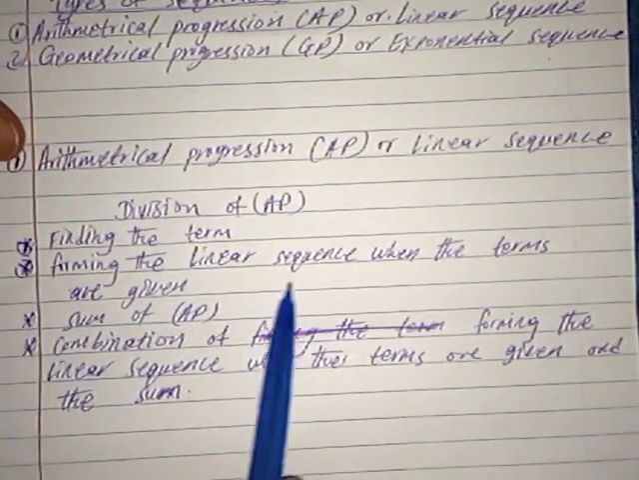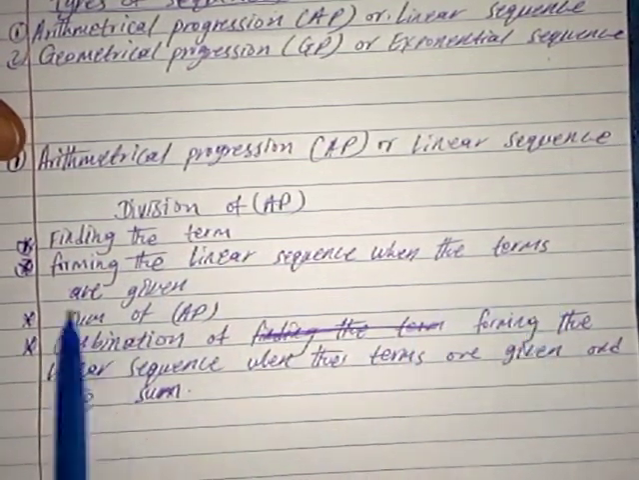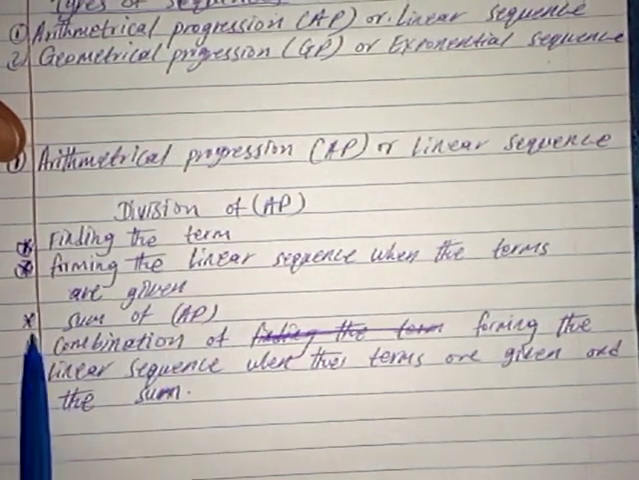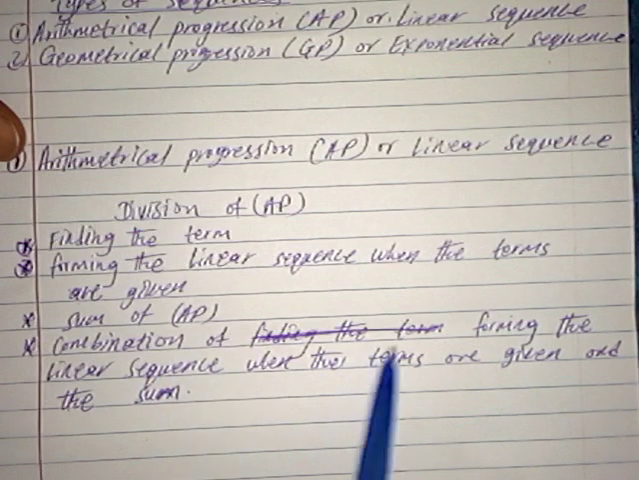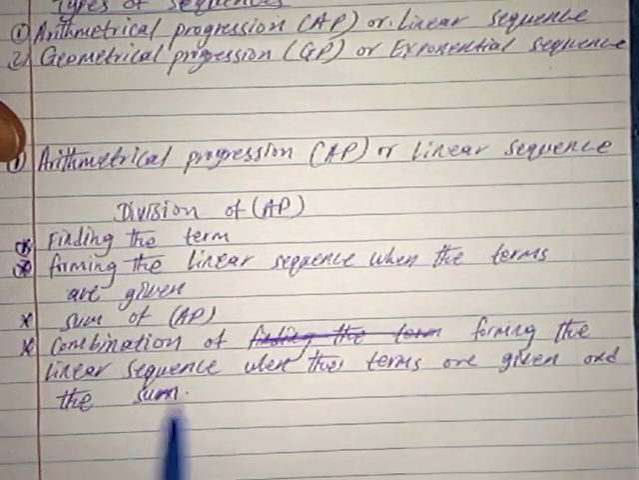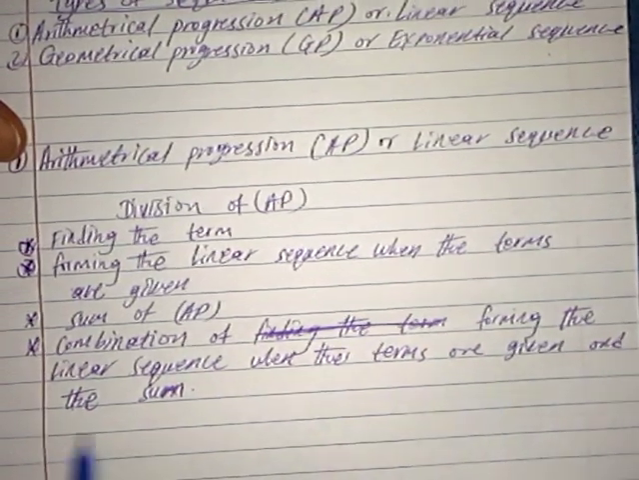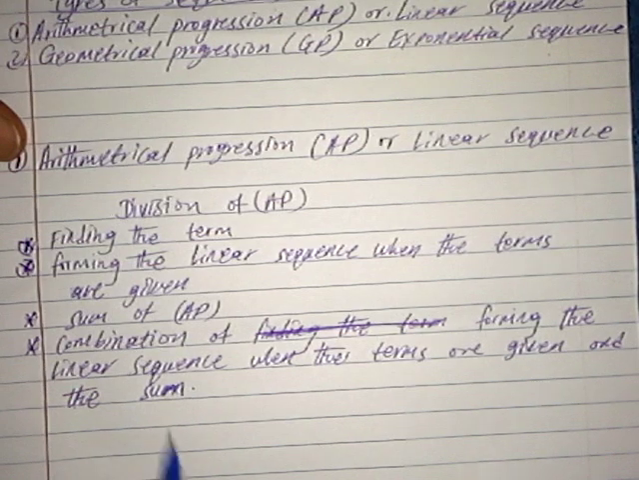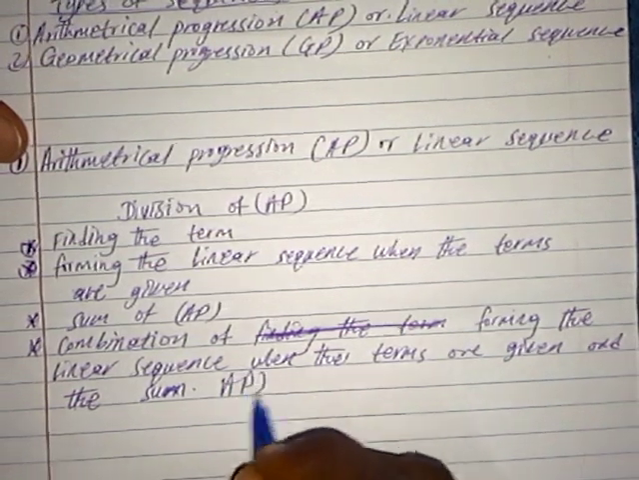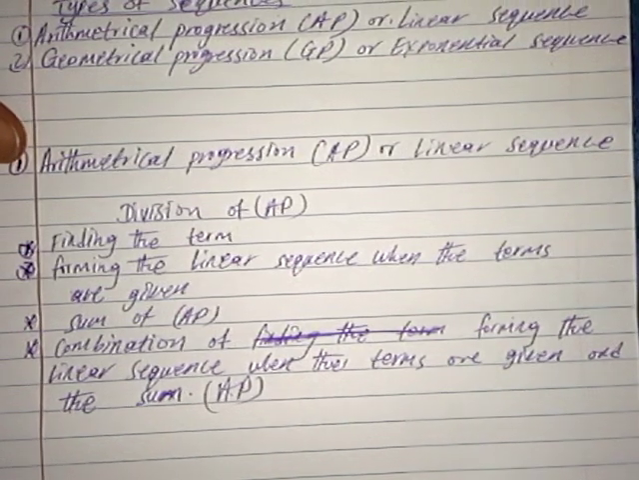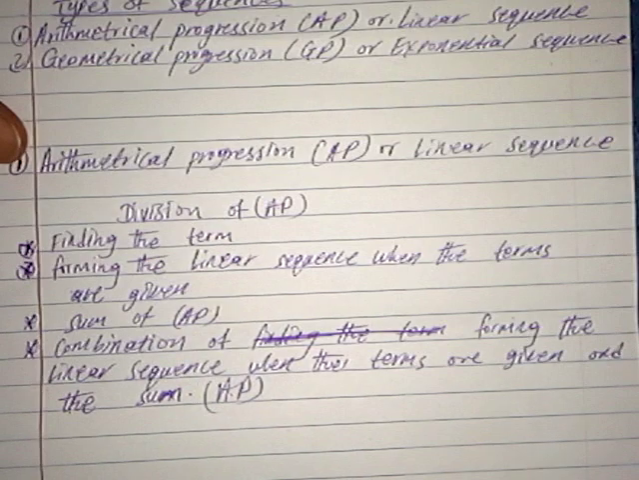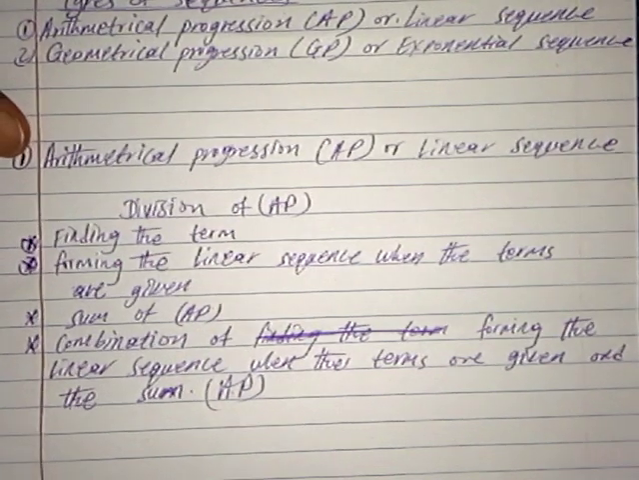Secondly, forming the linear sequence when the terms are given. Third, the sum of AP. Fourth, a combination of forming the linear sequence when the terms are given, and the sum of AP. Take note of these 4 points and we'll be dealing with them. Now let's first start with the first one, which is finding the term. Now we are going to find the term of the sequence.